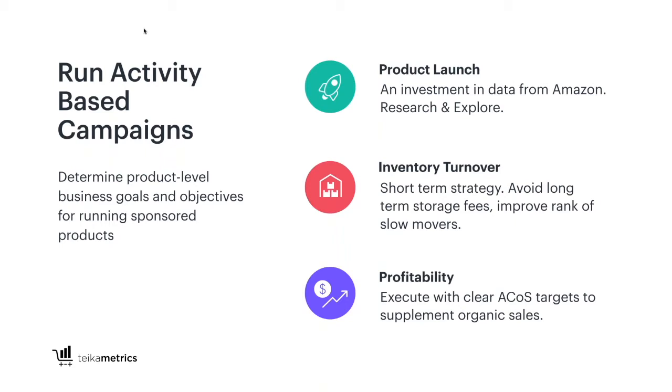And then the last one here that we've identified is profitability. So this is where you'd be executing with clear ACOS targets to supplement your organic sales. And this is where you have the opportunity, again, as Alex alluded to, to show up on your competitors' product pages, to show up in other locations on mobile and in search, where you just aren't showing up organically and you're adding those sales incrementally to your organic sales.